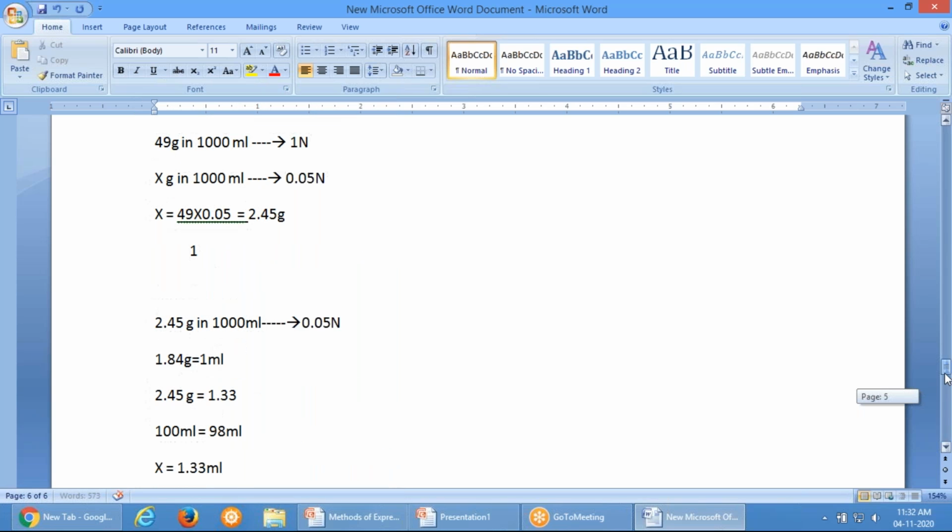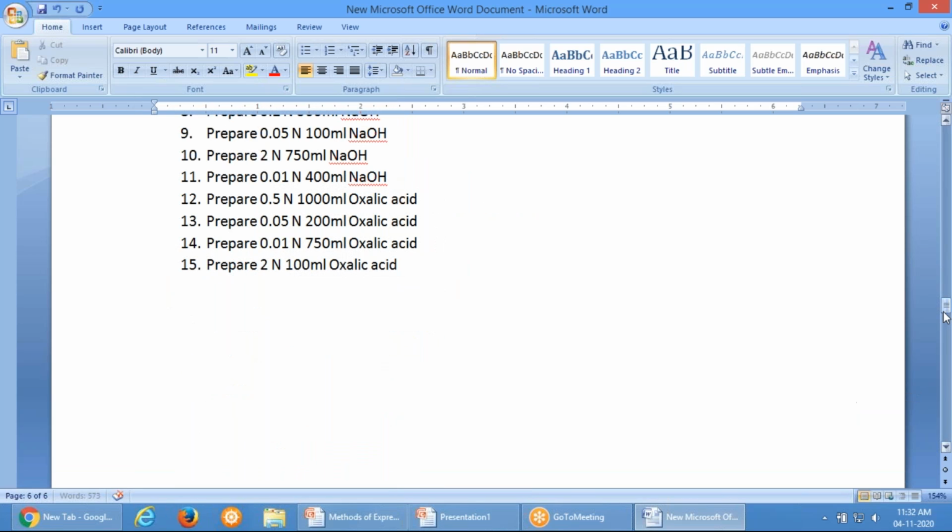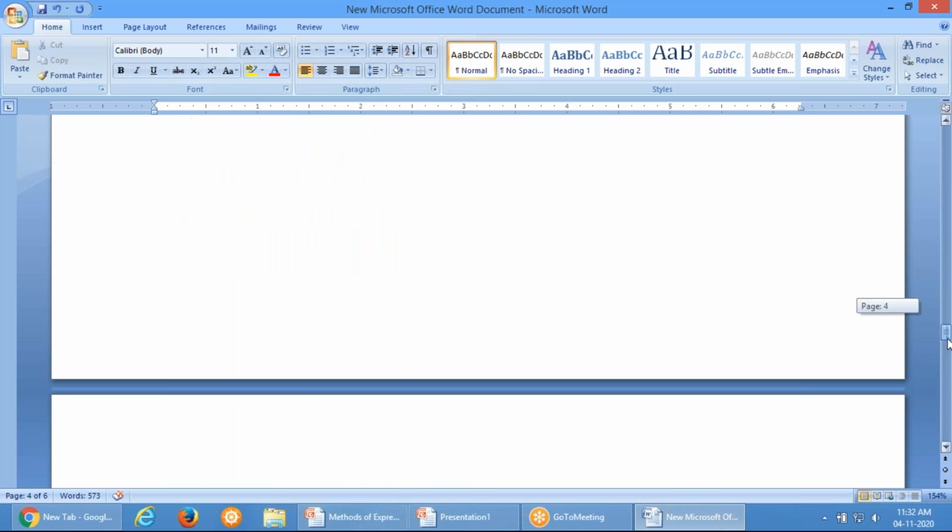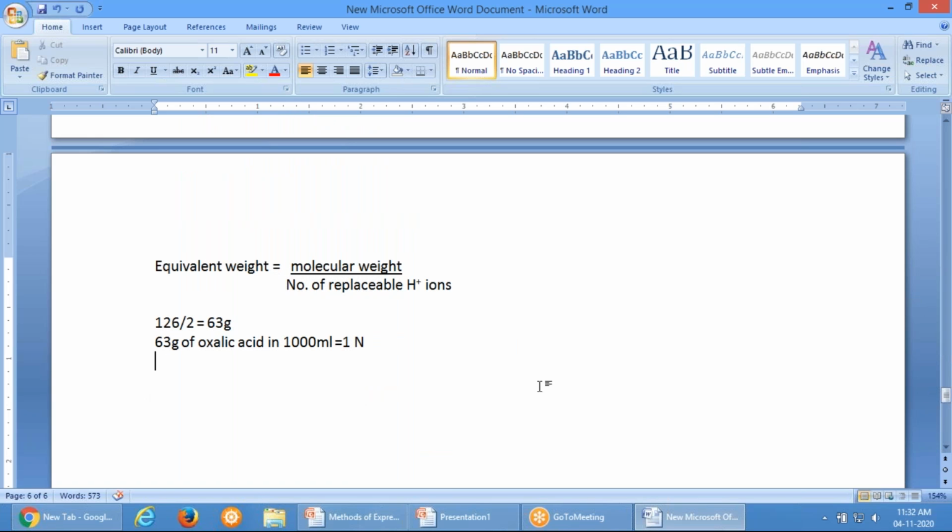Now X grams of oxalic acid, how much do you need to find out? Which one will we take? 0.5 normal. So for the 12th one we take 0.5 normal 1000 ml. So we need to prepare 0.5 normal.